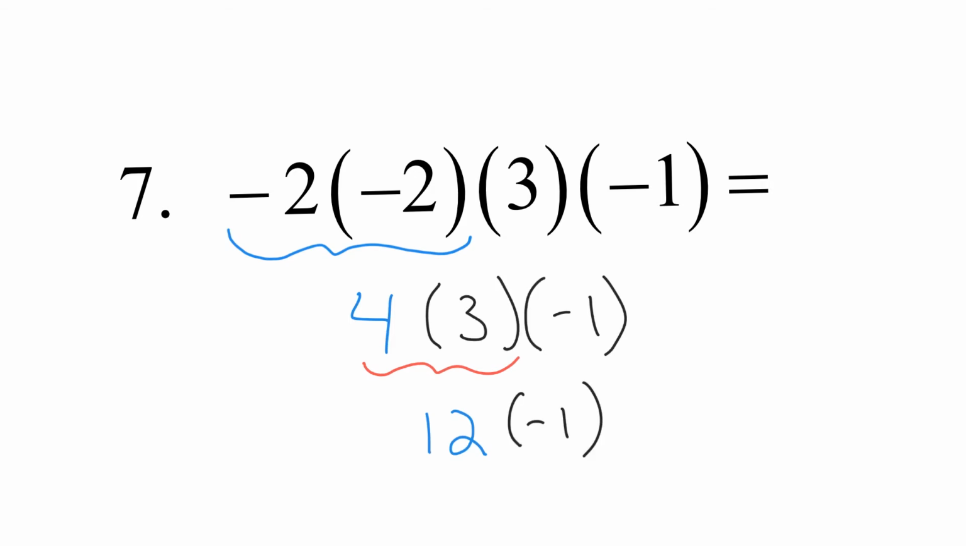And guess what, guys? We have to multiply 12 times negative 1. 12 is positive. 1 is negative. Different signs. Positive times negative. It's negative. And 12 times 1 is 12. So my answer is negative 12. And remember, we said the answer is negative because we do have an odd number of negatives. 1, 2, 3. So it has to be a negative 12.